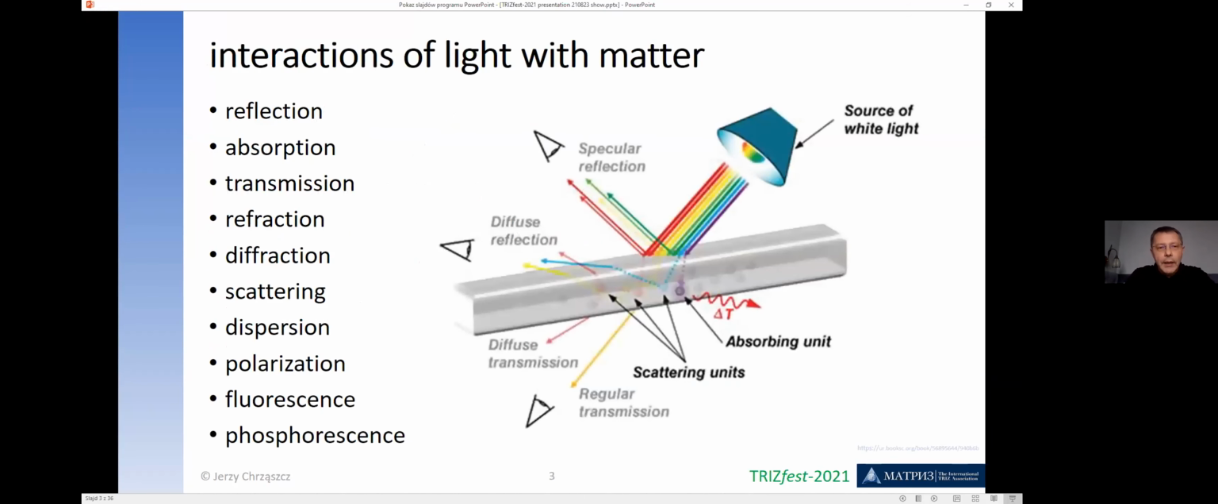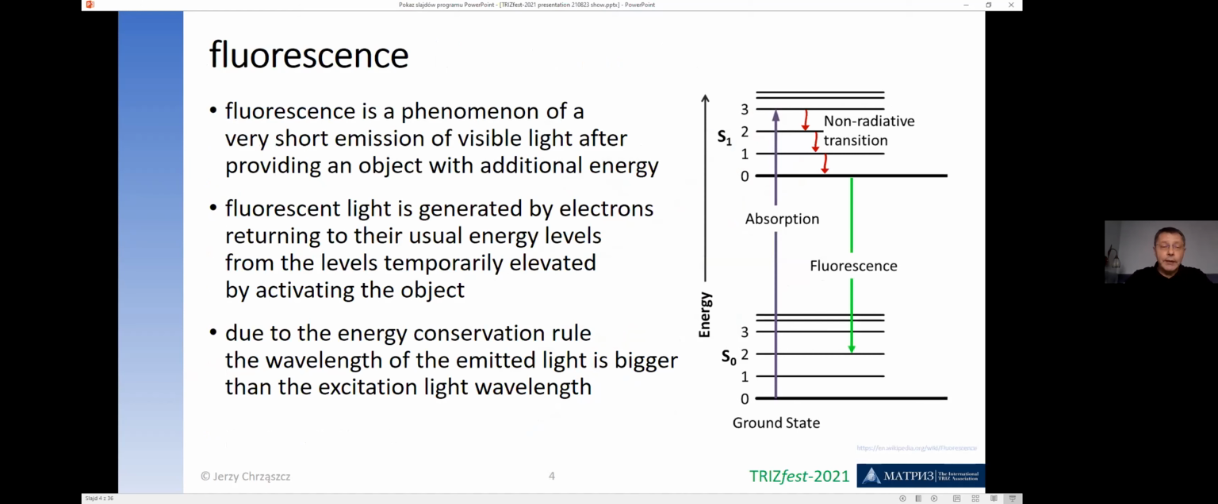First of all, when a light beam touches a material object, it is usually partly reflected, partly absorbed, and sometimes also partly transmitted if it happens that the object is transparent or translucent. Several other effects may also appear, but here we are only interested in reflection, making the object visible, and absorption, providing energy for the fluorescent light emission. Now, fluorescence. Fluorescence is a phenomenon of a very short emission of light generated by some materials when they are excited by radiation of sufficient energy.